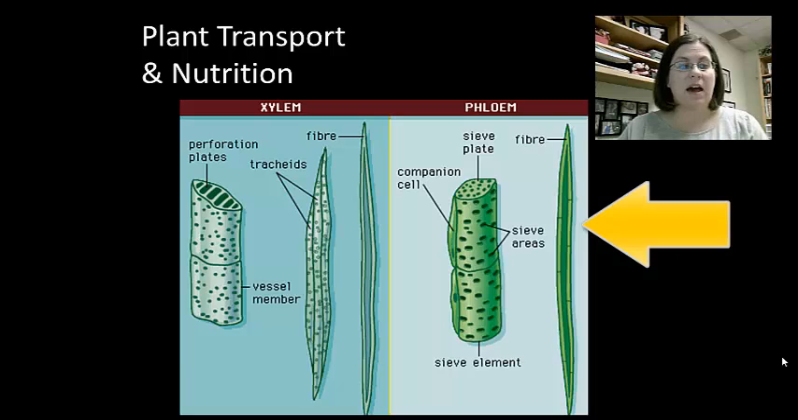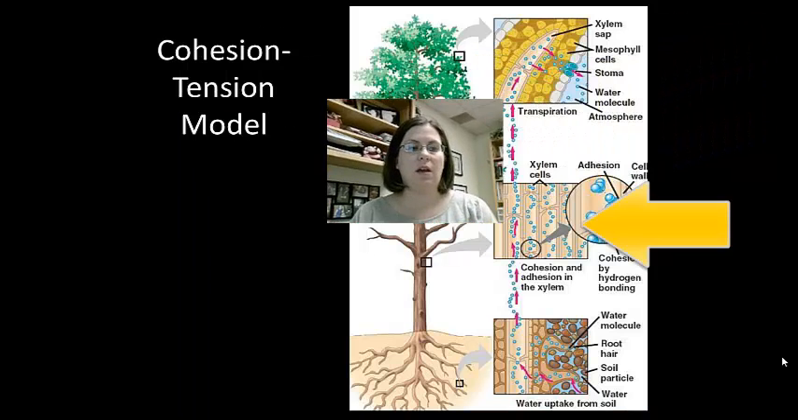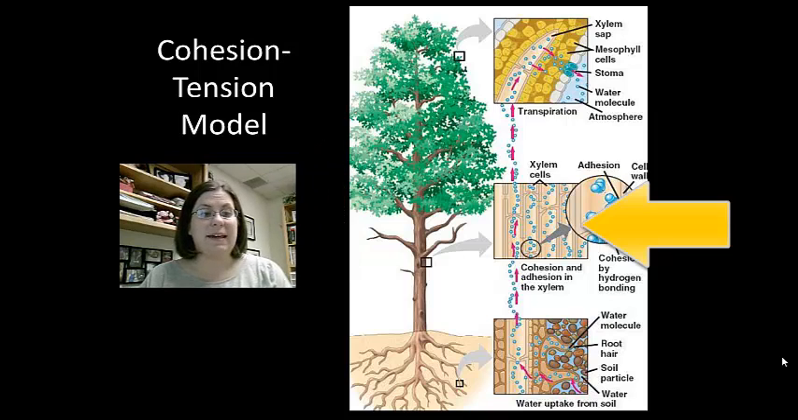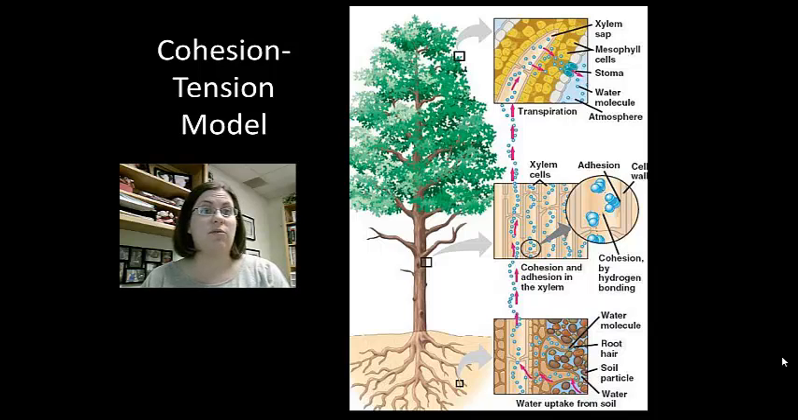So now let's look at how water moves up the plant from the roots to the shoots. Moving water throughout a plant can be a daunting task, especially if the plant is as tall as a giant redwood, which can be 300 feet tall. The water moving up the plant has to overcome the force of gravity that wants to pull it back down. So let's look at how plants do this by investigating the cohesion tension model.